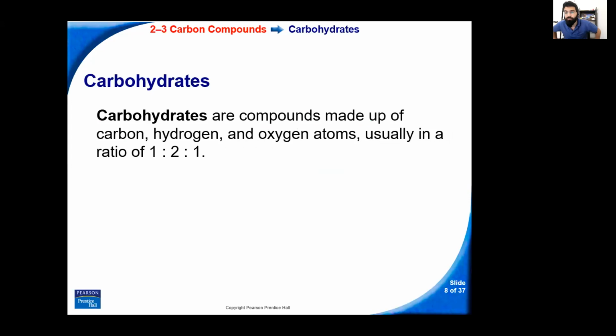Let's start with carbohydrates. The carbohydrates family has monomers and polymers, or micromolecules and macromolecules. Anyway, these carbohydrate compounds are made of carbon, hydrogen, and oxygen atoms, okay? Usually in a ratio of 1 to 2 to 1. What does it mean? I'll give you just an example.